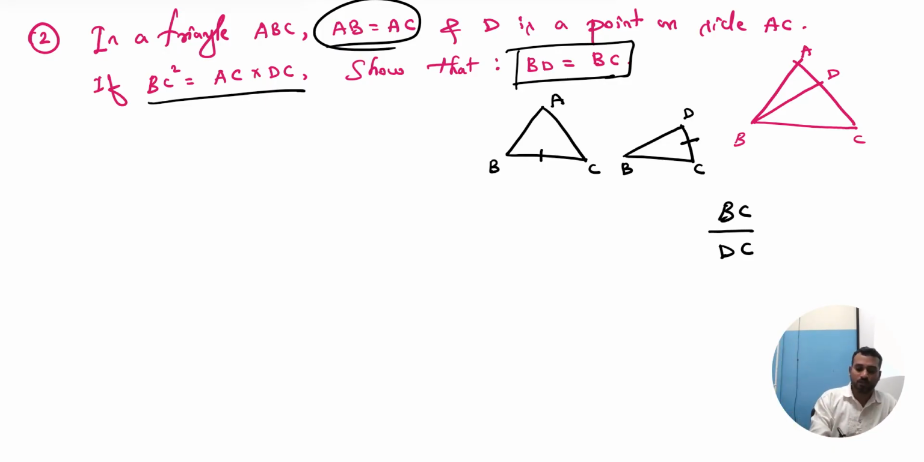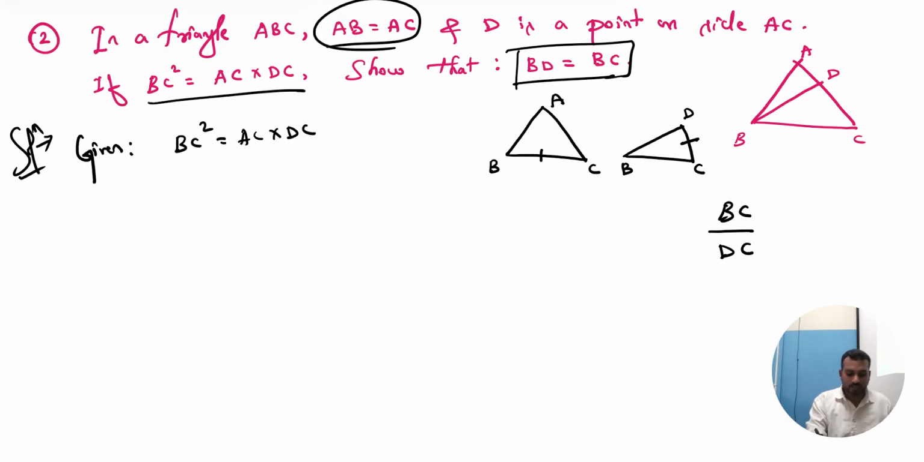Now come back to the question. See children, what is given in the question? Solution. What is given in the question? Given that BC square is equal to AC into DC. Am I right? BC square is what? AC into DC. Now what do you mean by BC square? BC into BC is BC square. BC into BC is equal to AC into DC.